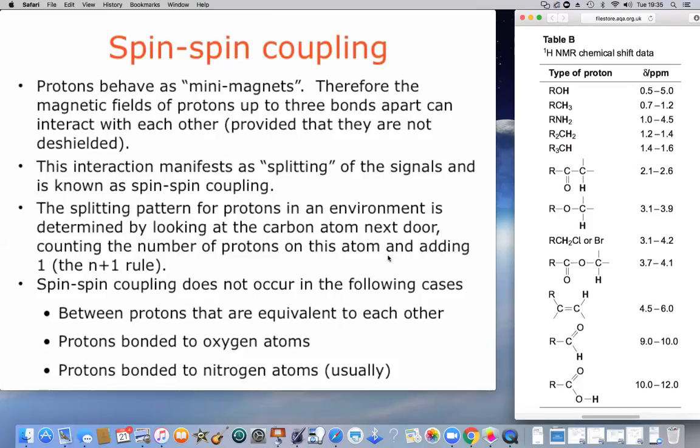I put "usually" in brackets because there are some resources that indicate that this does happen. I'm not convinced that it does. I've had a look for spectra of molecules like methylamine and ethylamine, and the protons on the amino group always appear as a singlet. Sometimes they appear as a slightly broader singlet, but still usually a singlet. The reason for that, you don't actually need to know for A-level chemistry, but I'll mention it in a moment when we have a look at a couple of examples of spin-spin coupling.